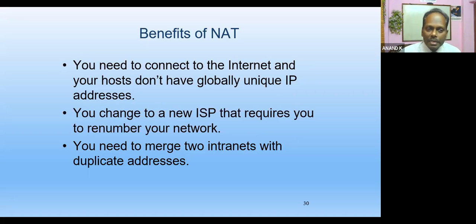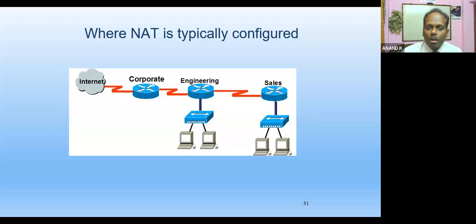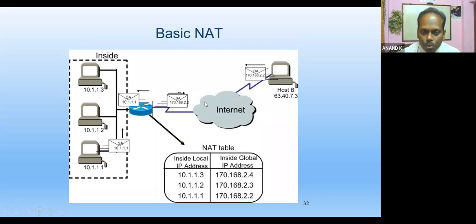So you need to connect to internet, and your host doesn't have a global IP address. So your ISP will give you the public IP. From that, you can have the communication between your intranet and internet. So you can see this one, internet is here, your corporate is there, all your different departments are there. Your corporate has a NAT. All these people have intranet. This is public. So this corporate will act as a NAT, and then it brings the necessary data and hands it over to all the departments.